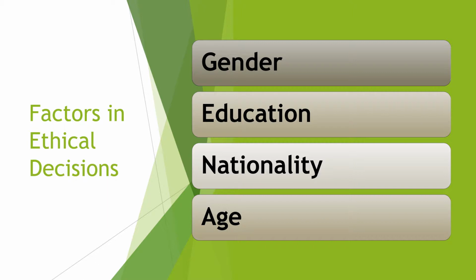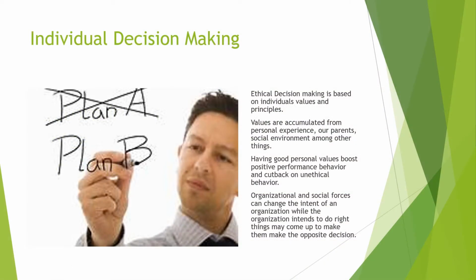Four factors of ethical decisions are gender, education, nationality, and age. Values are accumulated from personal experience, our parents, and our social environment, among other things. People value what is important to them. Hygiene could be one. Money could be one. Having good personal values boosts positive performance behaviors and cuts back on unethical behaviors.